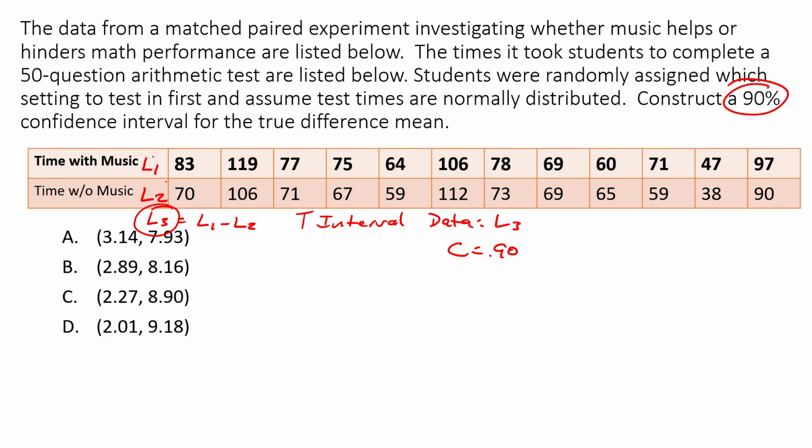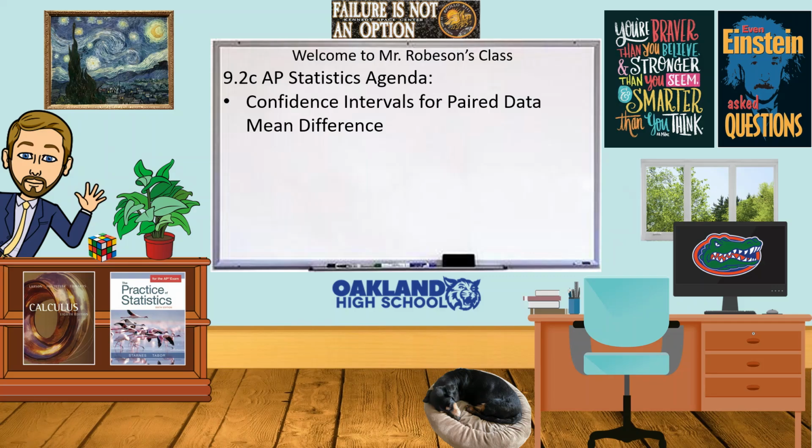All right, so I guess everybody tested twice. So they did 2 different arithmetic tests, and they randomly assigned which one they did first. So that random assignment takes care of that. All right, so if you want to type this into your calculator, go ahead and do that. The answer you should get for your confidence interval is 2.27 to 8.90 for the difference. All right, so there are confidence intervals for paired data, and that is the end of 9.2. So check out the homework on Google Classroom.